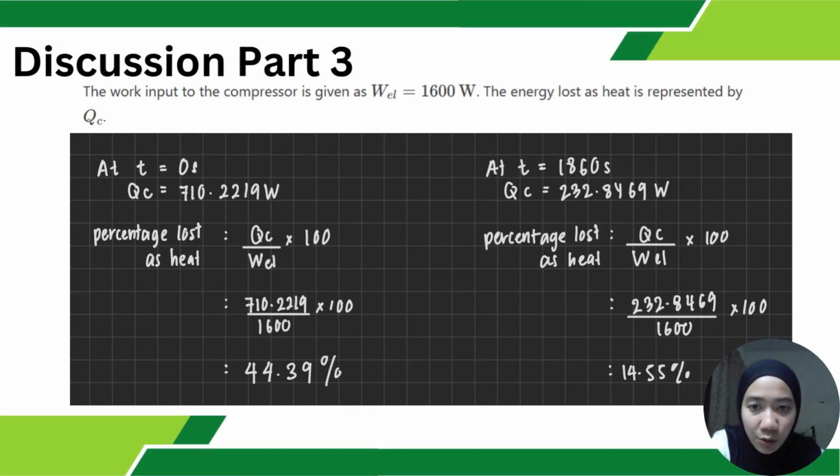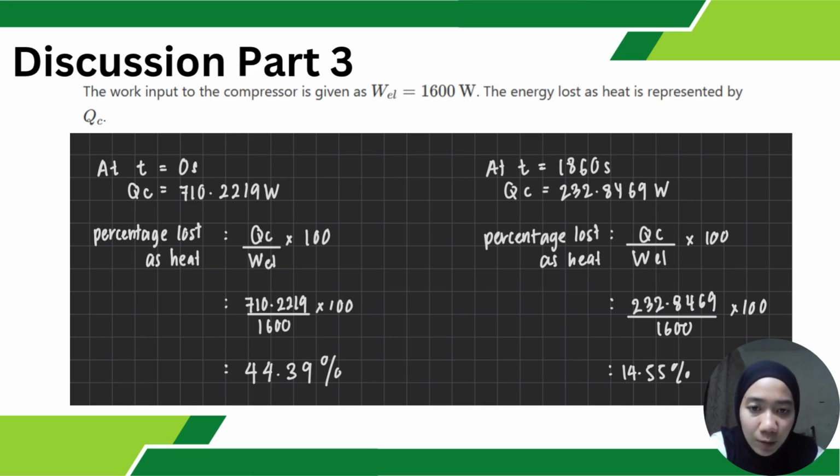This is how we calculate the percentage loss as heat. The work input to the compressor is given as WEL equals 1600 watt. The energy loss as heat is represented by QC. So at T equals 0 second, QC is 710.2219 watt.